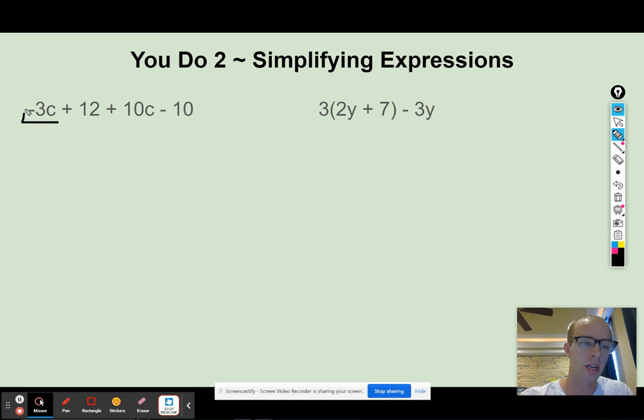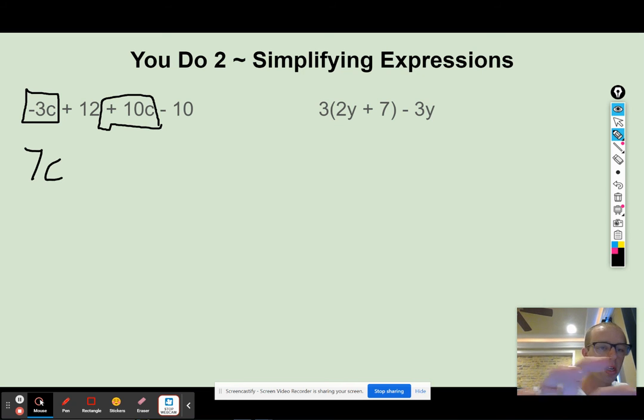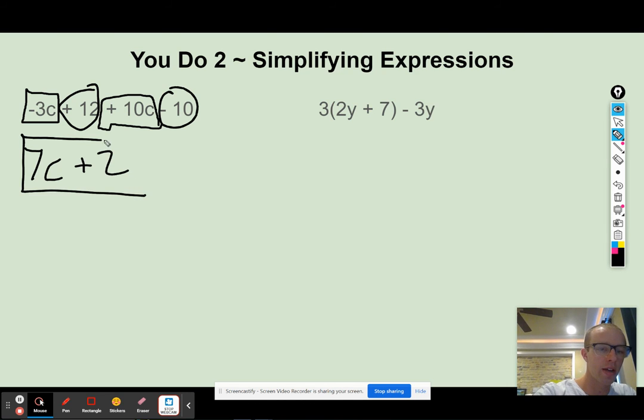We're going to simplify this expression here first. I'm going to combine my like terms. I have a negative 3c and a positive 10c. Those combine to give me 7c. I have a positive 12 and a negative 10. 12 minus 10 is how I can think about that. 12 minus 10 is positive 2. And I get 7c plus 2. That's the most simple version of this. These are not like terms, so they cannot be combined.